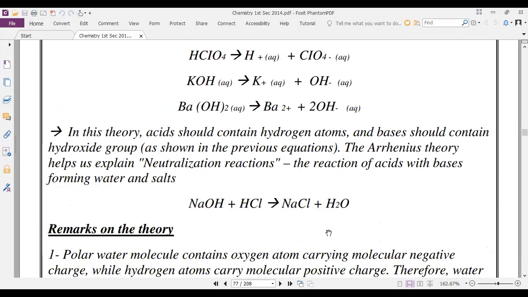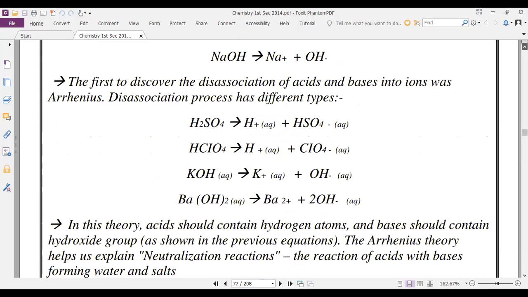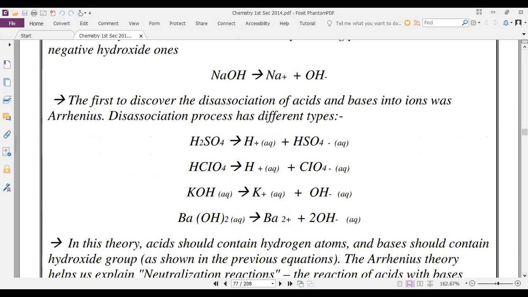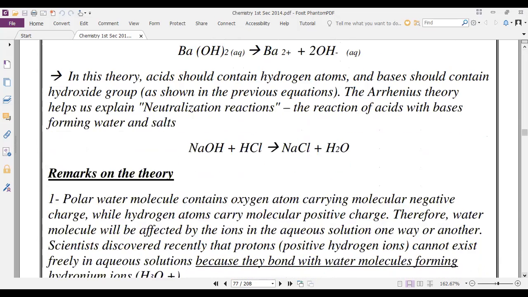In this theory, acids should contain hydrogen atoms and bases should contain hydroxide groups, as shown in the previous equations. So the Arrhenius theory helps us explain neutralization reactions, the reaction of acids with bases forming water and salts, as NaOH plus HCl produces NaCl plus H2O. Right, Mariam? Right. Any problem till now?